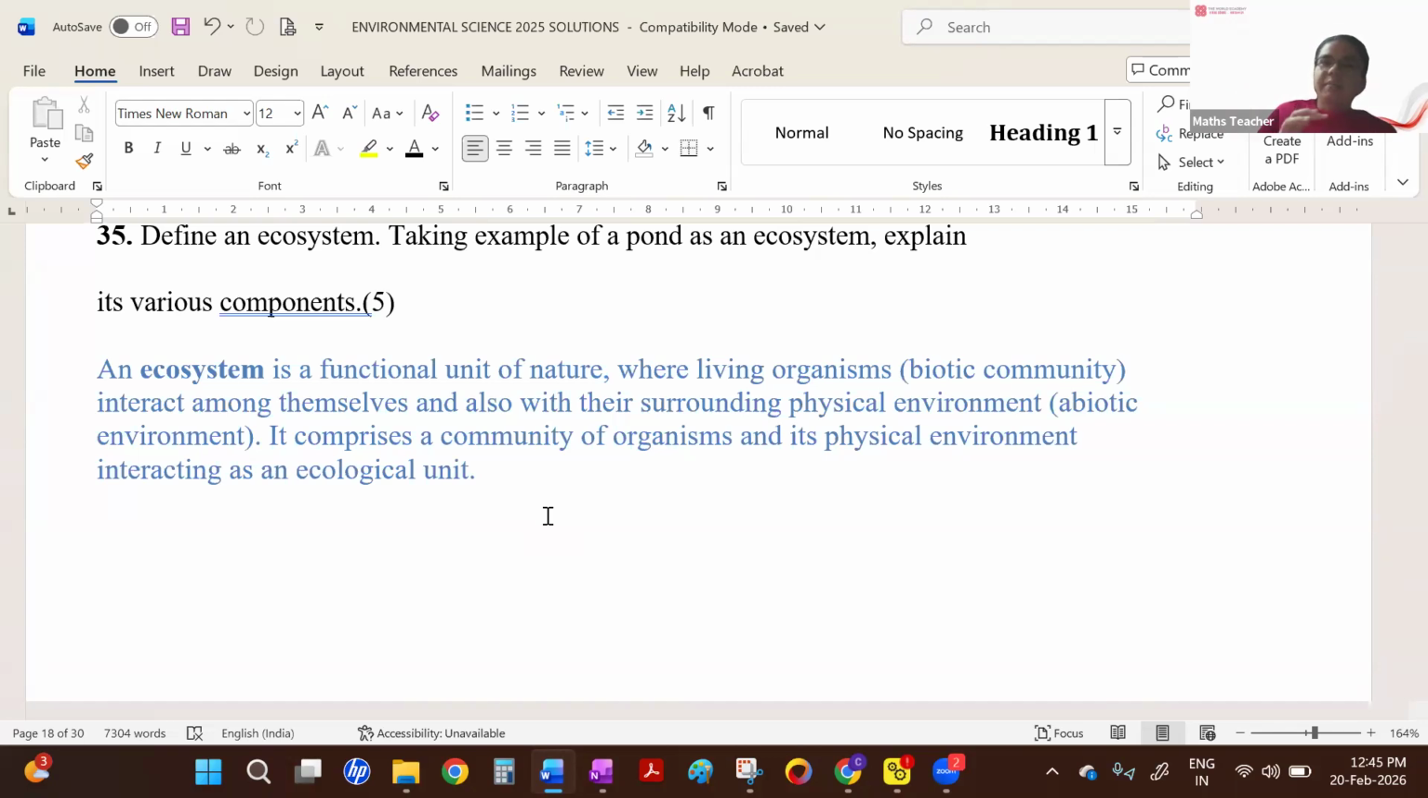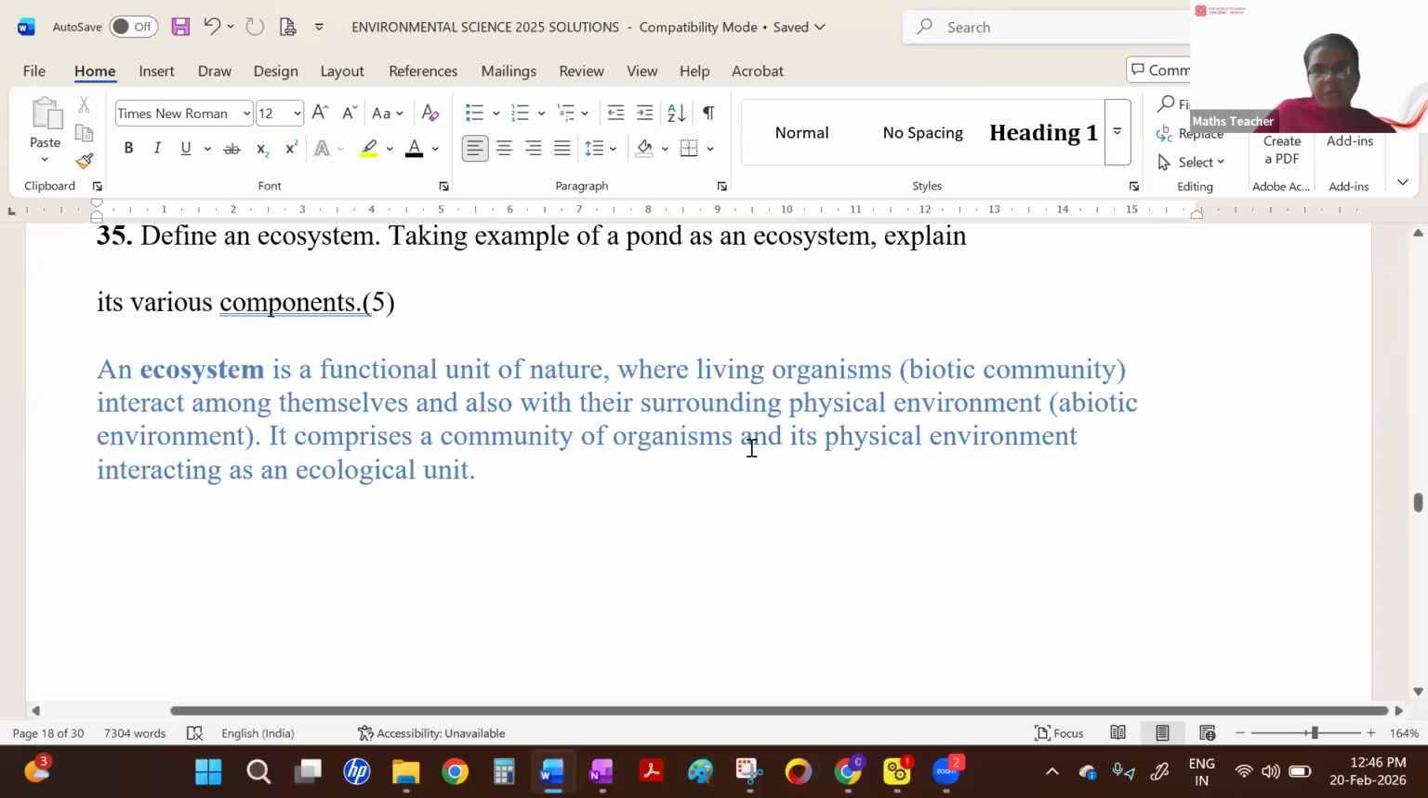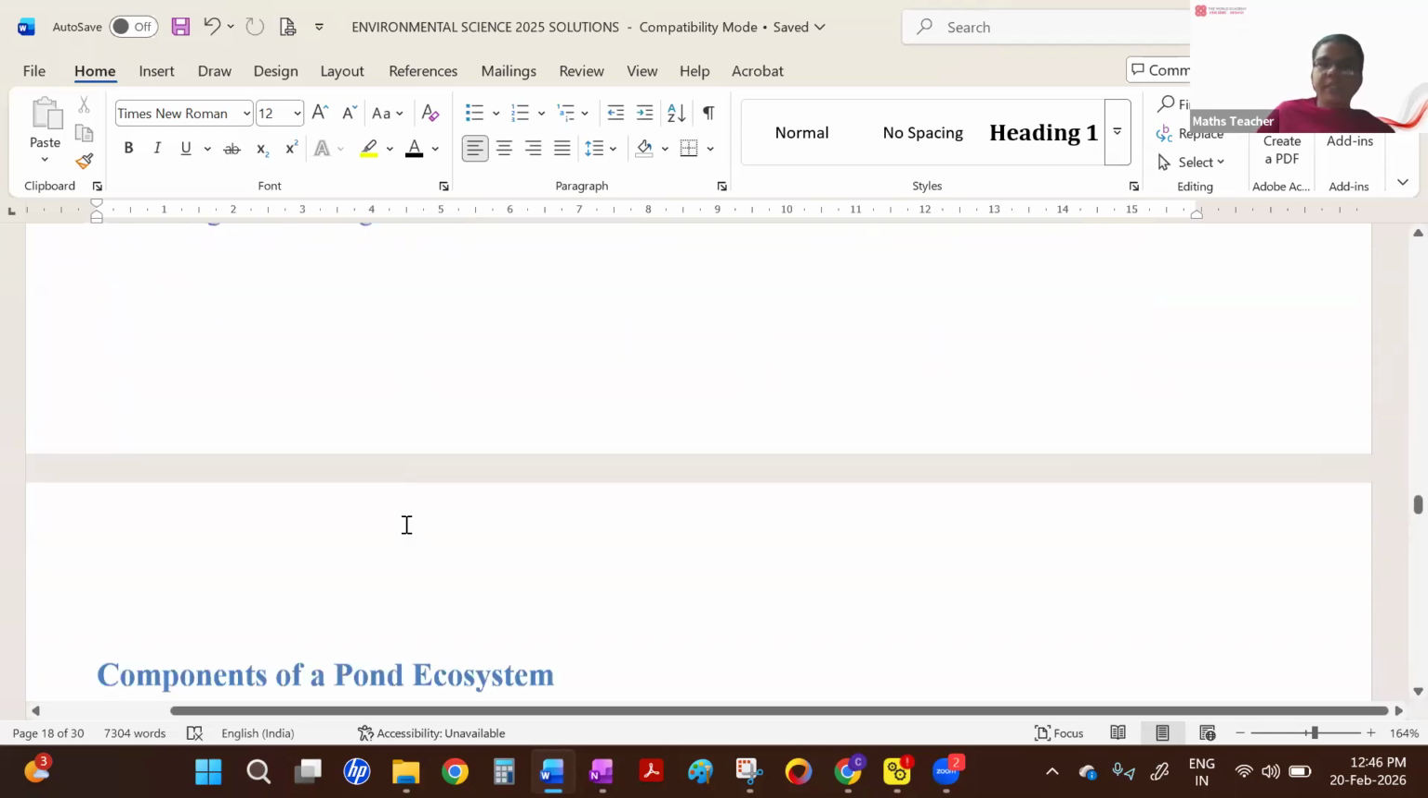And also there is an interaction, right? There is a relationship between the different organisms, relationship between birds and plants, between plants and animals. So there is always an interdependency or a peaceful relationship between all the different organisms. So this is what we call an ecosystem, and it comprises a community of organisms and its physical environment interacting as an ecological unit.